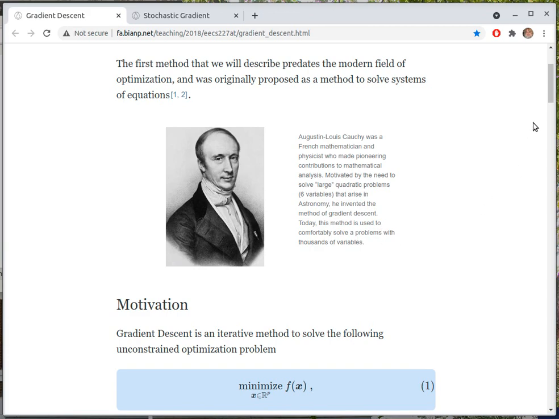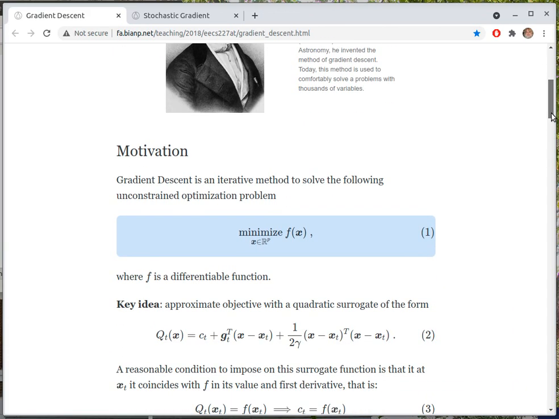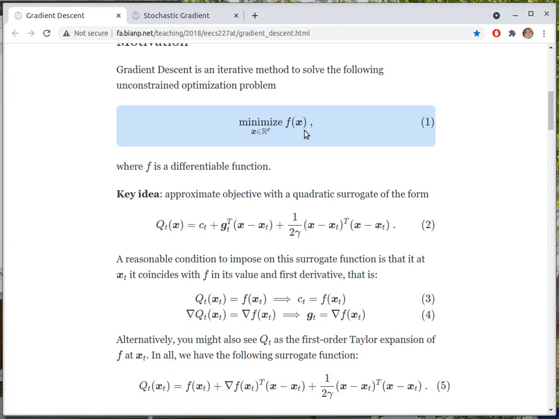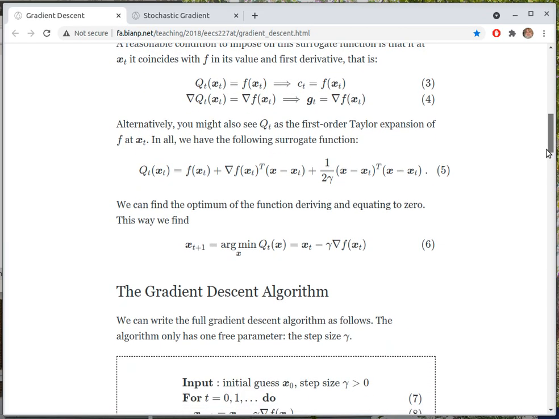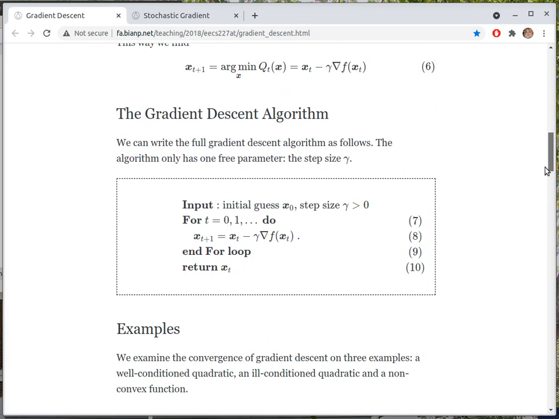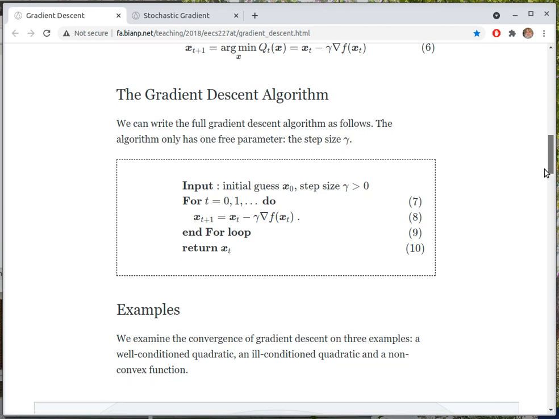Our motivation is to try to minimize this function, and so we took a look to see how to do that. This is a little bit different approach where we come at it with a quadratic function, but actually this is the Taylor expansion, which you can see down here. They forgot the Hessian down here. And this also lists the gradient descent algorithm in a nice way here.